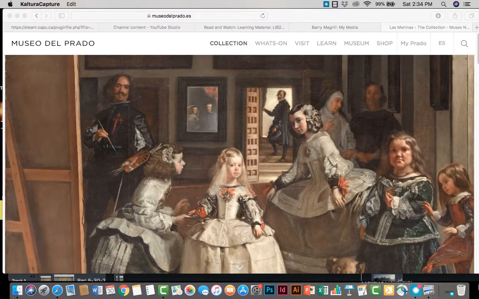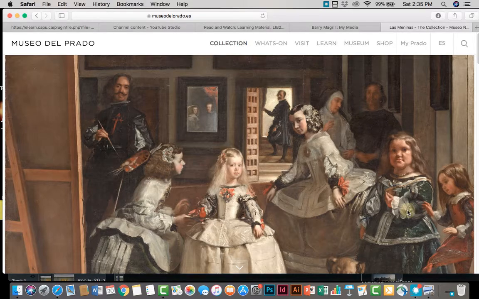We're here at the Prado Museum's website, and I've searched for the term Las Meninas because it's a painting that I want to show you in some detail. It's discussed in our module. I want to go through a compositional analysis of the painting and to talk to you about why it is so unique.